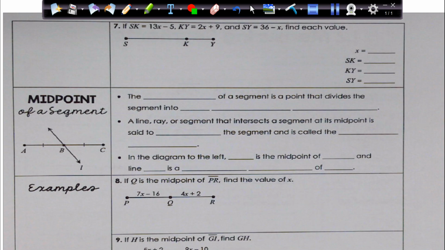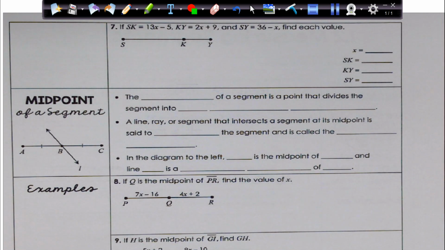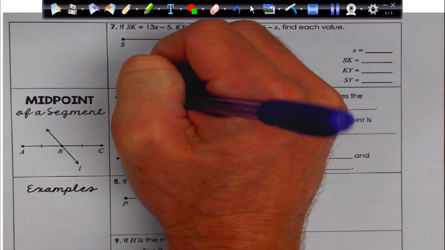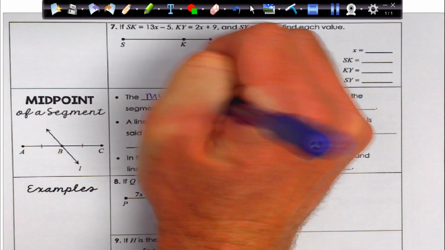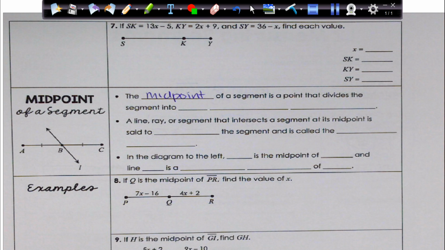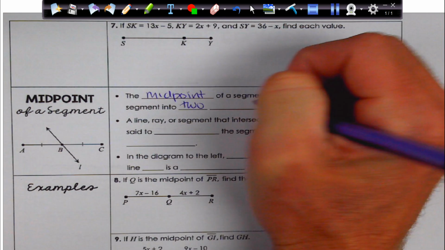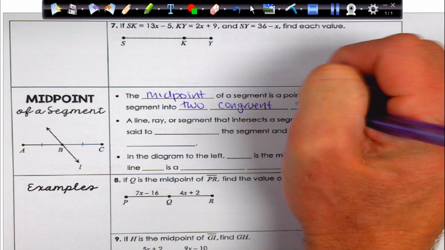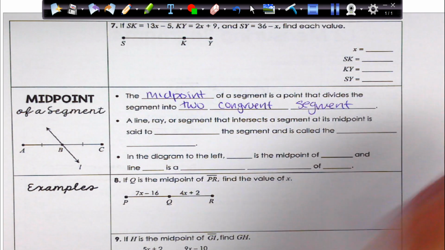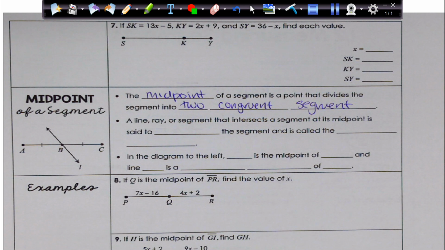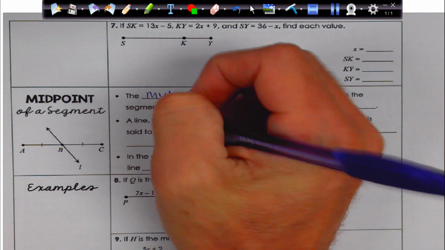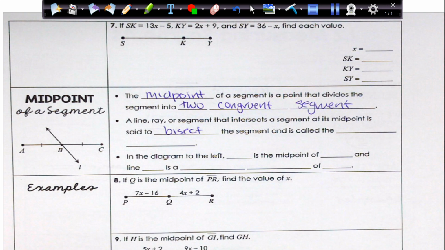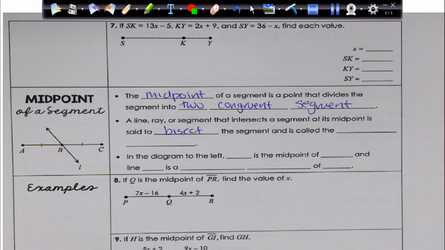Midpoint of a segment. Okay, so let's look at the midpoint of a segment. So the midpoint of a segment is a point that divides a segment into two congruent segments. Okay, remember, congruent means same shape, same size. So a line, a ray, or a segment that intersects a segment at its midpoint is said to bisect the segment, and it's called the segment bisector.